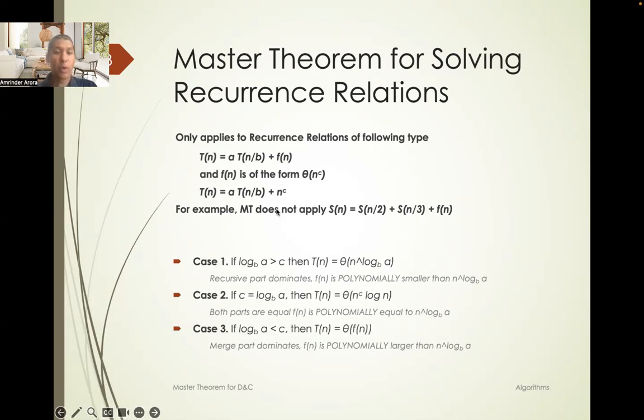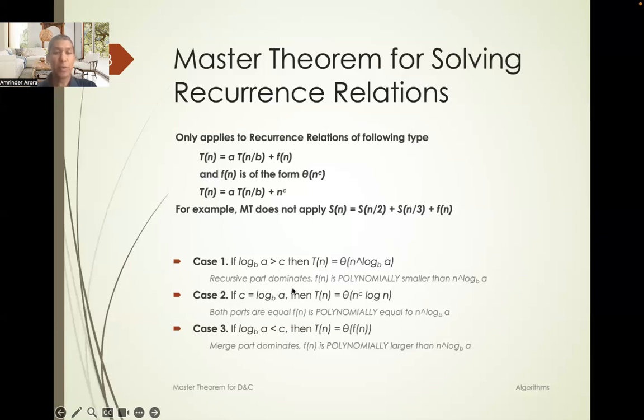What we're always doing is we're always comparing the f of n term, which we call the merge term, with the recursive term here, which is n power log of a to the base b. So essentially, we take log of a to the base b and compare that with the exponent of this polynomial, which is c. So the first case says that if log of a to the base b is greater than c, then we simply write down T of n is equal to theta of n power log of a to the base b. And in this case, we call that the recursive part dominates.